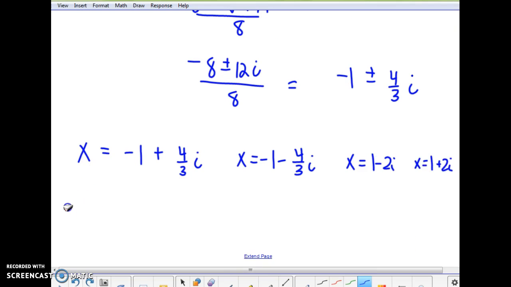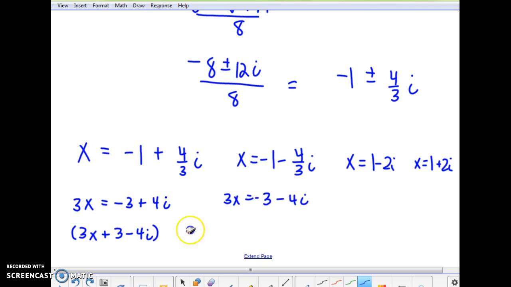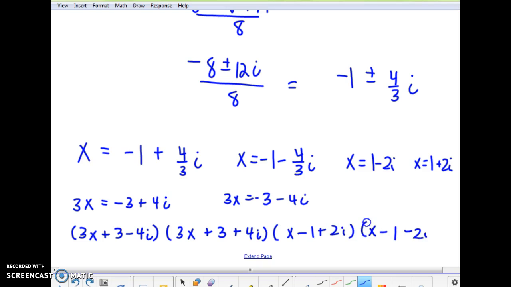So you just want to get these in linear factor form, so I'm going to multiply everything by 2. 2x equals negative 2 plus 3i, so 2x plus 2 minus 3i. Everything by 2 again, 2x equals negative 2 minus 3i, so that's going to be 2x plus 2 plus 3i. These are fine, so x minus 1 plus 2i, x minus 1 minus 2i. Ugly, but this is exactly the linear factorization.